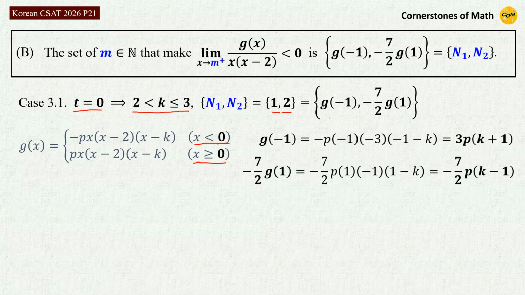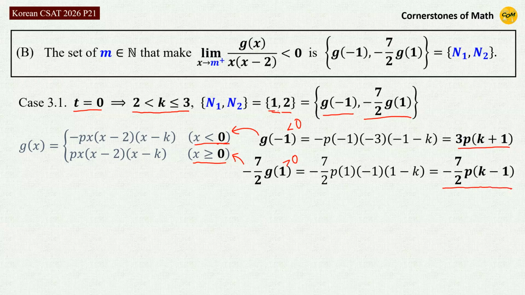Now let us carefully calculate g of negative 1 and negative 7 over 2 times g of 1 using this expression. Negative 1 is less than 0, hence we must use the first expression for g of negative 1, and 1 is greater than 0, hence we must use the second expression for g of 1. In the end, we obtain that g of negative 1 is 3p times k plus 1, and negative 7 over 2 times g of 1 is negative 7 over 2 p times k minus 1.